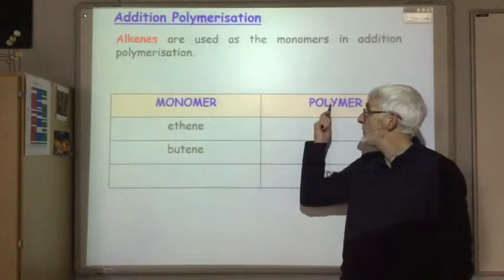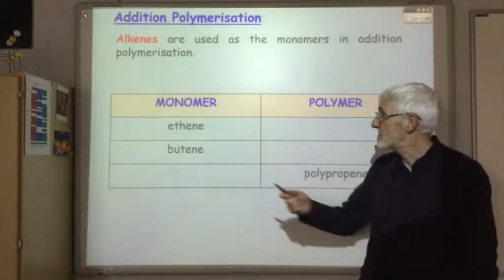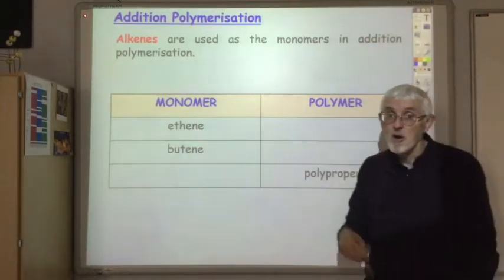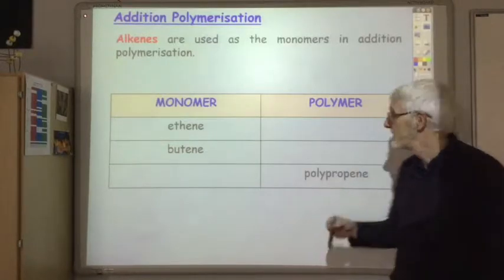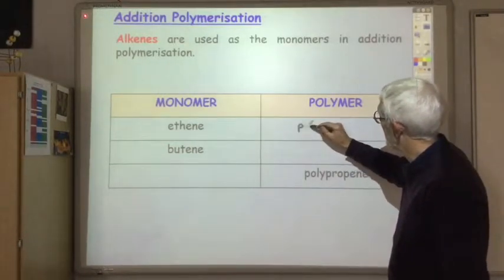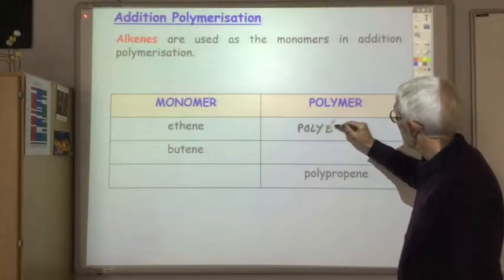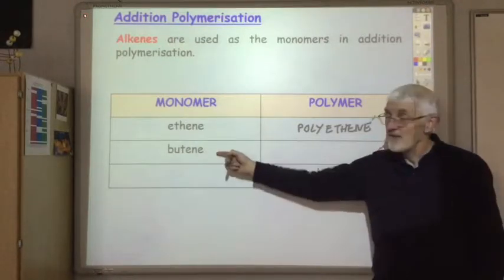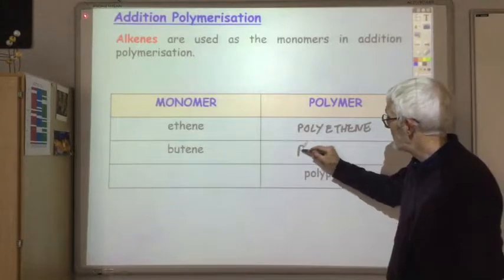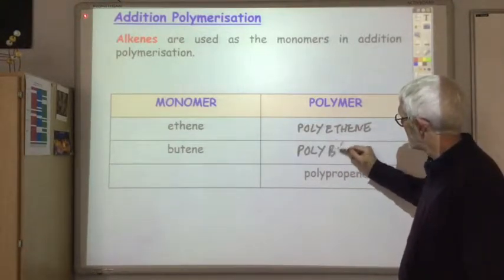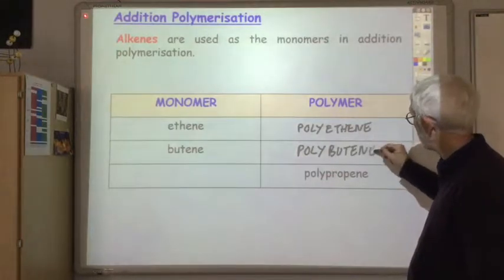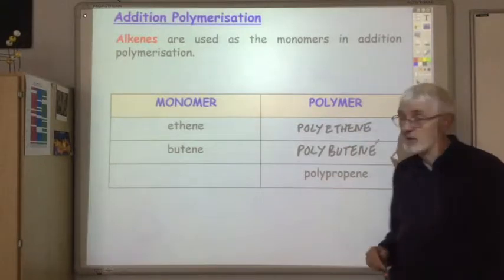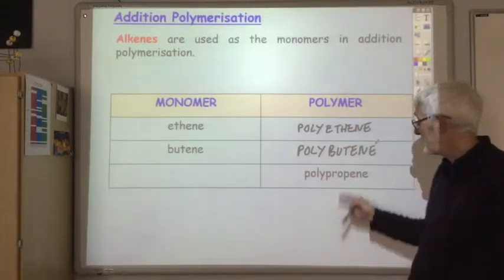First thing we have to be able to do is name the polymer. It's a very simple, straightforward process. If the monomer is ethene, then to get the name of the polymer, all we do is put the word poly in front of the monomer. So it's polyethene. Whereas if the monomer is butene, it's polybutene. So naming the polymer is very straightforward. As is the reverse process: if we're told the polymer is polypropene, then we know the monomer must be propene.